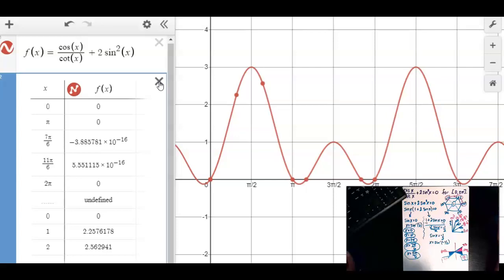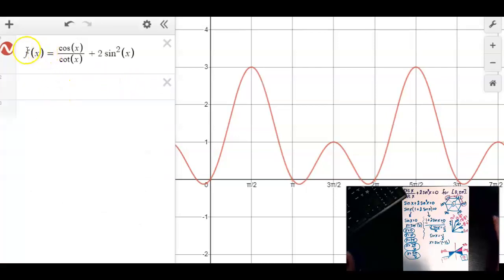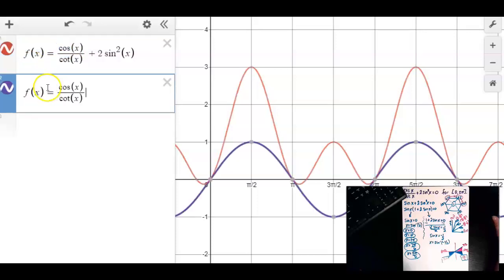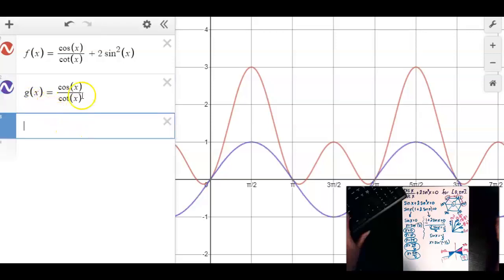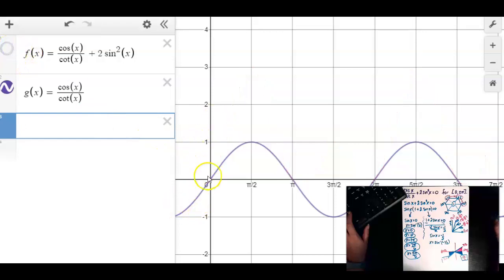Now, another way that you can check them is instead of putting your whole equation in here, you can do half of it at a time. So if we take this half here, we'll have to change it to g of x since we already have an f of x. So that's the graph of cosine of x divided by cotangent of x, which remember is sine. So if you look at the graph, you can see there's our sine curve bouncing back and forth from -1 to 1, starting at 0 with its zeros at pi, 2 pi, 3 pi, just like we expect.